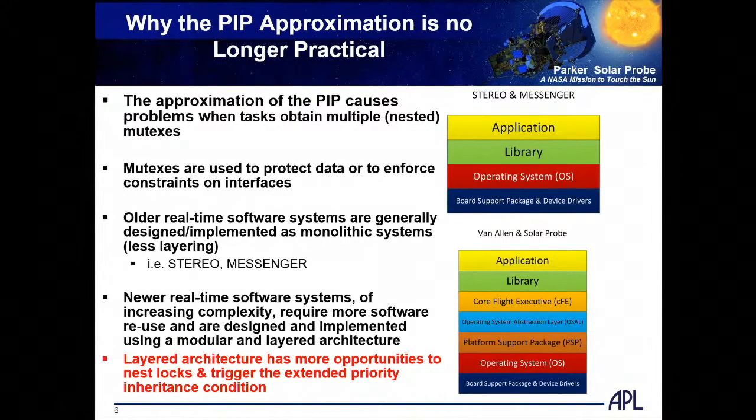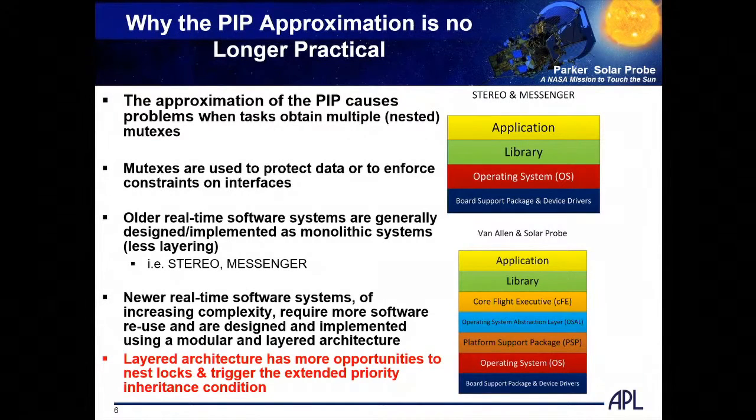So an argument could be: don't use nested mutual exclusion semaphores. I contend that there's a certain model of real-time systems, our older flight software systems, that were highly integrated. It was a single executable application, and there are different tasks and libraries, but at the end of the day it was a single executable application with different interrelationships and a little bit less software layering. And this is an example from Stereo and Messenger, and those are well over a decade, almost two decades old.